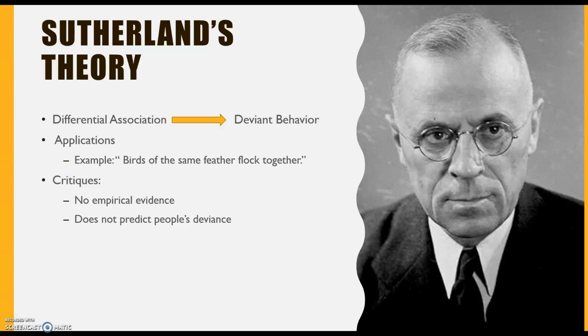The first thought would be, hey, why are you hanging out with those people? Like, they're troublemakers. You're going to start behaving like them. Oh no, and it's quite concerning. And especially parents adopt this view, Sutherland's theory, without them actually knowing. They believe that just by hanging out with a deviant person, you're going to start behaving like them or even thinking like them. But Sutherland's theory has no empirical evidence and it does not predict people's deviance.